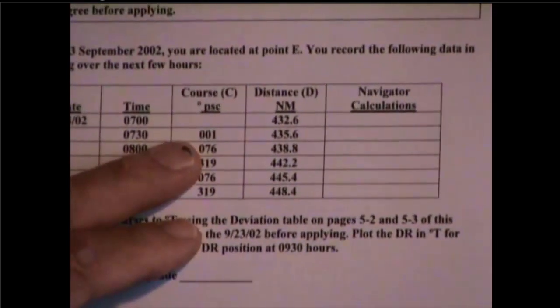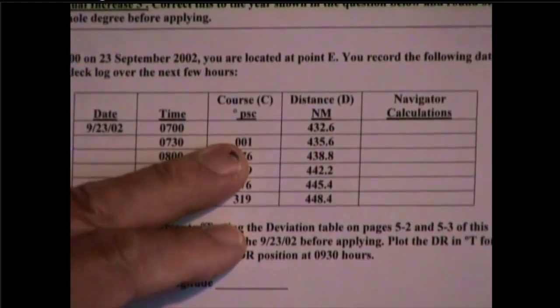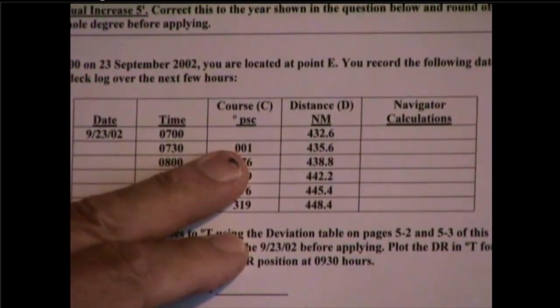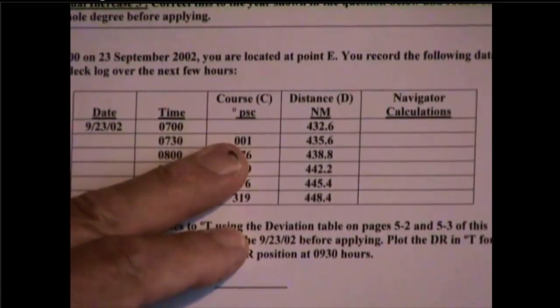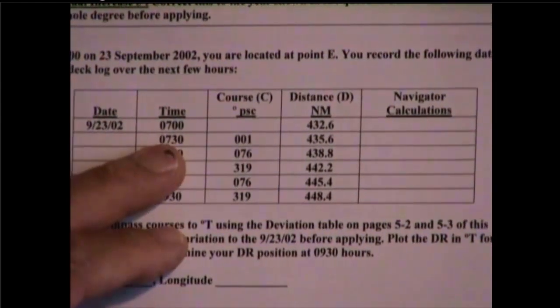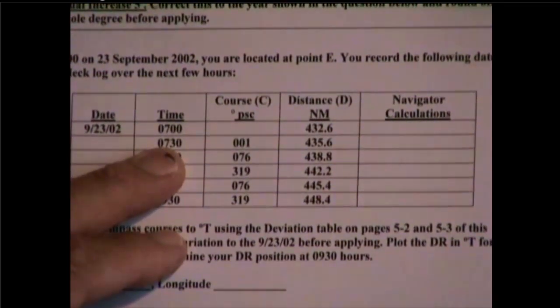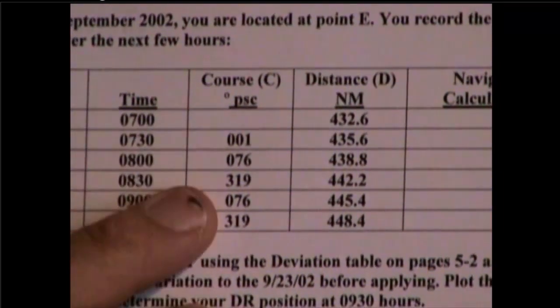Now, be aware of the fact that the course that's put in here is the average course that was steered during the previous half hour. So this 001 degrees refers to the average course steered from 0700 to 0730. It's not the course at 0730, but it's the average from 0700 to 0730. And likewise for the remainder of them.